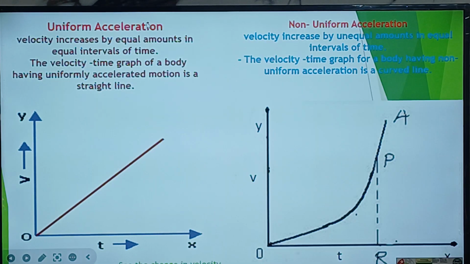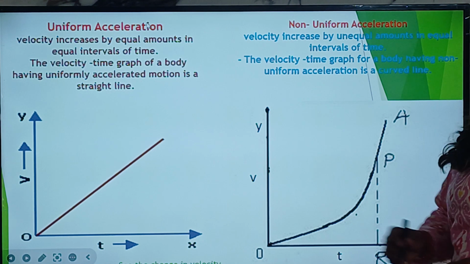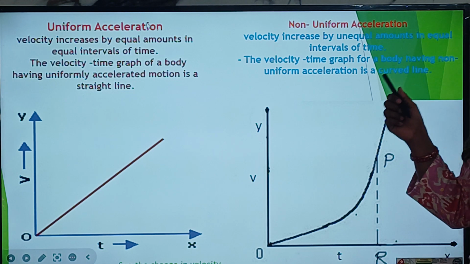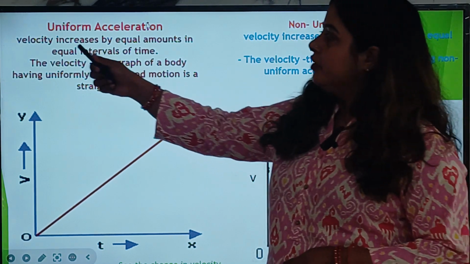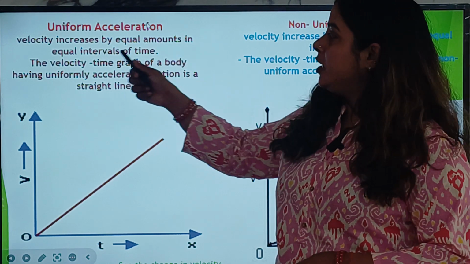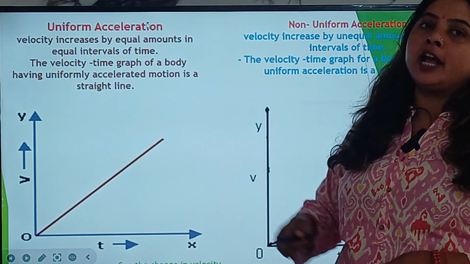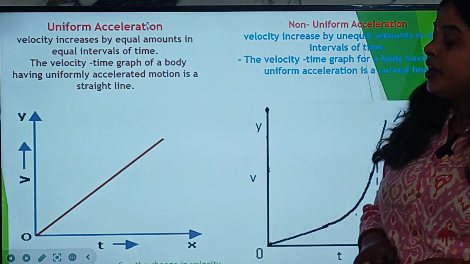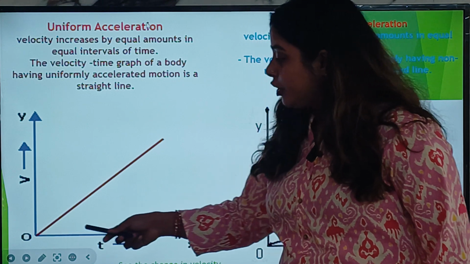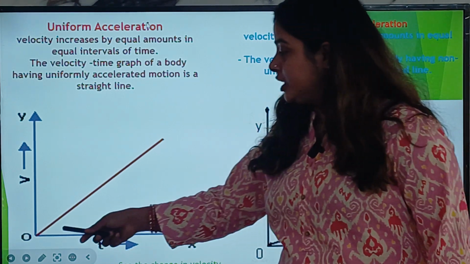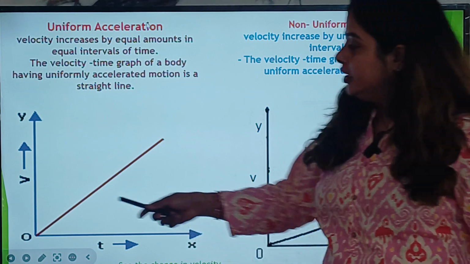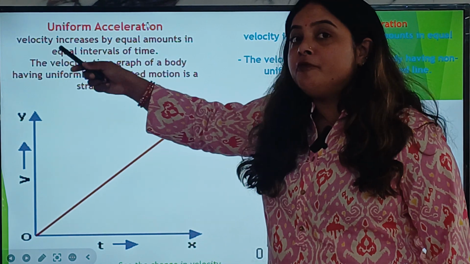Now, children, our next topic is uniform acceleration and non-uniform acceleration. What is uniform acceleration? When the velocity increases by equal amounts in equal intervals of time, it is known as uniform acceleration. What does it mean? Suppose there is 1 second, 2 second, 3 second, 4 second, 5 second, and so on. There is an equal increase in velocity.